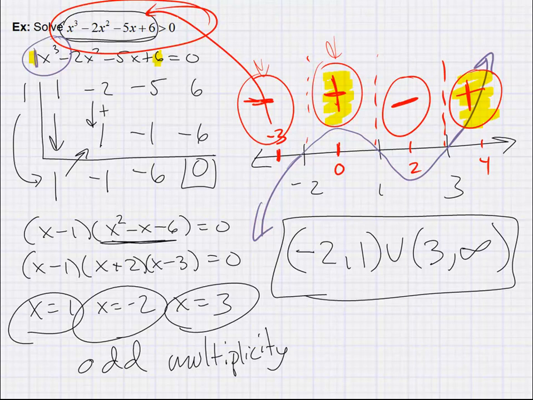Remember, it's not always going to be minus plus, minus plus, minus plus. Sometimes you get 2 pluses, sometimes you get 2 minuses. That'll be mainly when you have an even multiplicity. So when you have an even multiplicity, you'll have the same sign on either side. Odd multiplicity, you have different signs.